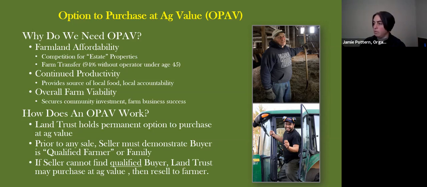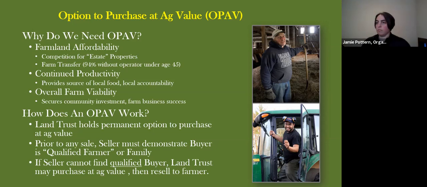To do this, SALT is following the lead of many other New England states and beginning to add the option to purchase at agricultural value, or the OPAV, to some of our farmland projects. Essentially, the land trust holds a permanent option to purchase that land, and prior to any sale, the seller needs to demonstrate they're selling to another farmer.